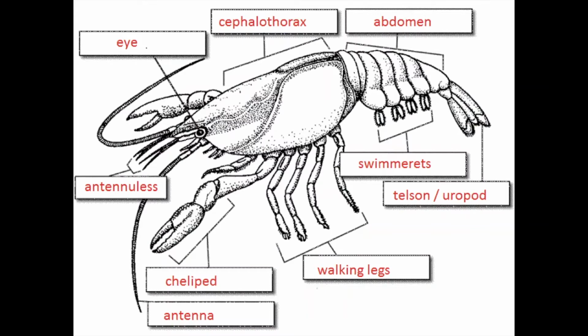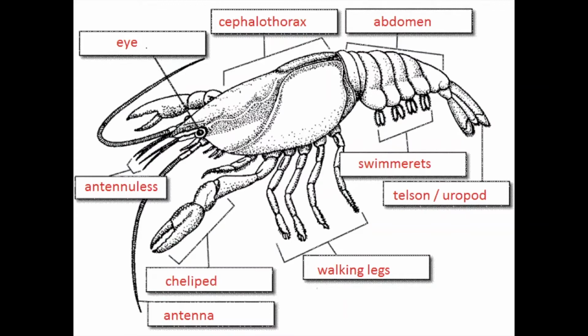You can see the antennules fork, and they are smaller than the antenna. Then you can see the claw, which is the cheliped. Please put a star by antennules, antenna, and cheliped, or highlight those. Now, we will be talking about the walking legs. We'll see those, and we will be talking about something new called the swimmerets.